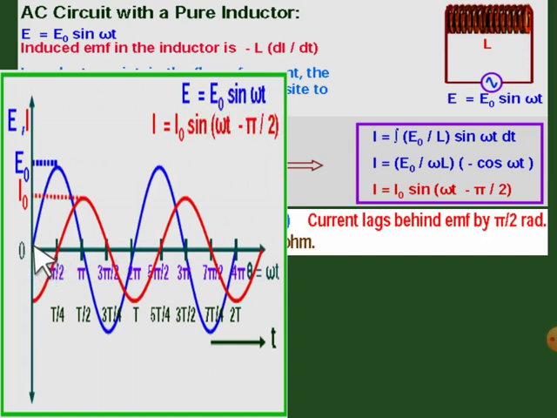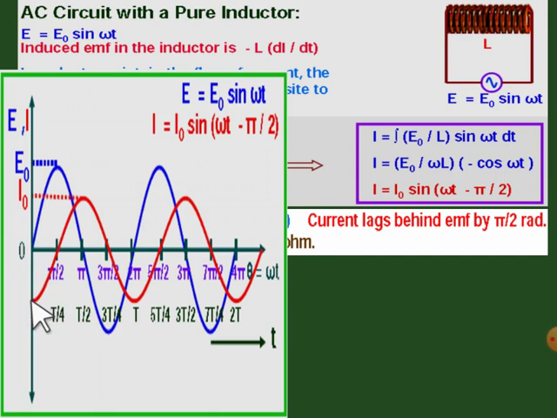That means your EMF will be here. But when I take omega t equal to 0 here, then it will be sine of minus pi by 2. Sine of minus pi by 2 is what? Minus 1. So if you take that, it will be minus I naught. Got it? So when the EMF started from here, what happened?